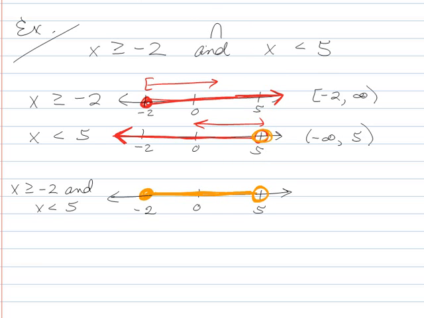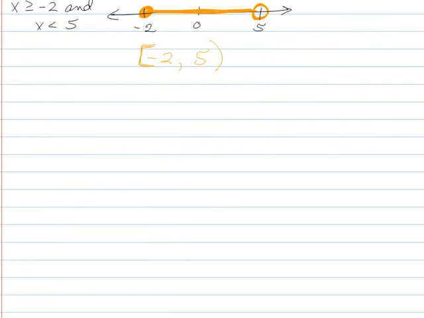So if I wanted to write this in interval notation, I would say that the answer is going from negative 2, including negative 2, all the way up to 5, but not actually including 5. So let's try another one.